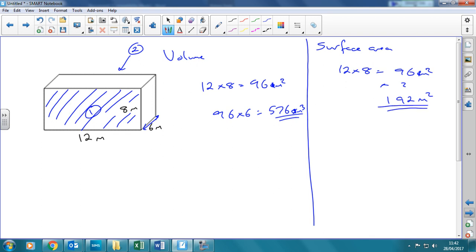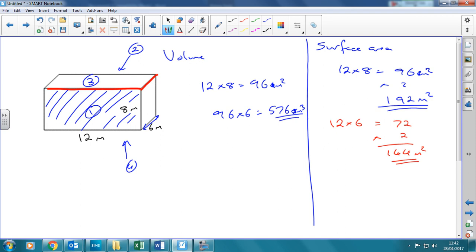Then we're going to have a look at the top. So that's going to be 3, and then the one underneath, which we'll call number 4. Now this one, do it in a different colour, is 12. It goes back by 6. That's a 12 by 6. So 12 times by 6 equals 72, and then we've got to double that because there's 2 of those sides. So times by 2 is 144 metres squared.